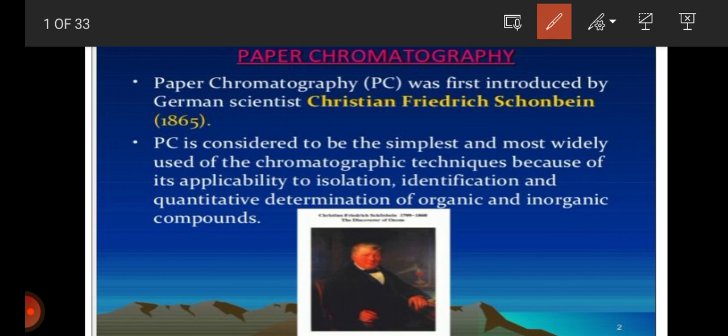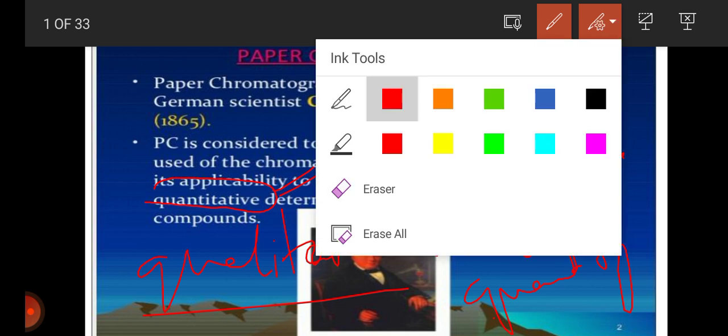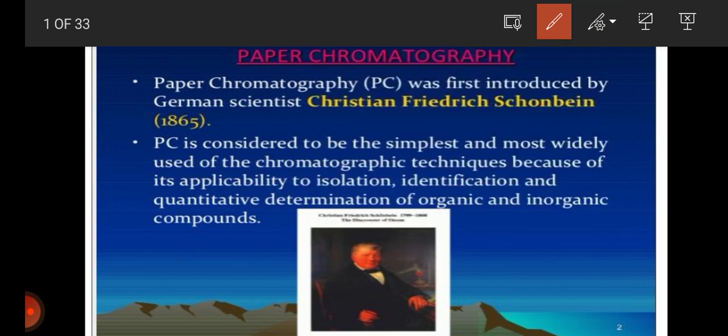Students, you may get confused between quantitative and qualitative. Only a quite little difference will be there between qualitative and quantitative analysis. So what do you mean by quantitative analysis? Here you are going to find out the amount of analyte or the amount of sample present. That means you are going to find out the quantity of sample by that type of analysis. So that analysis we call quantitative analysis.